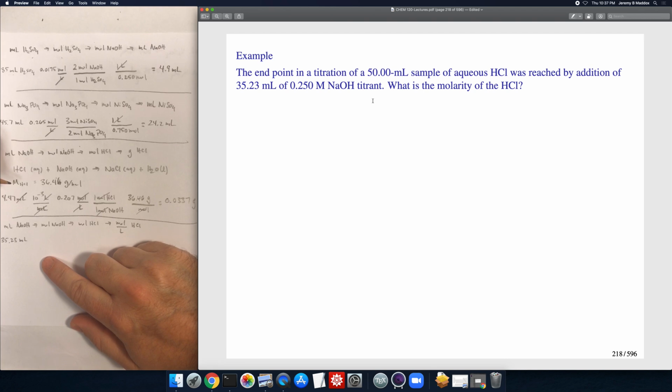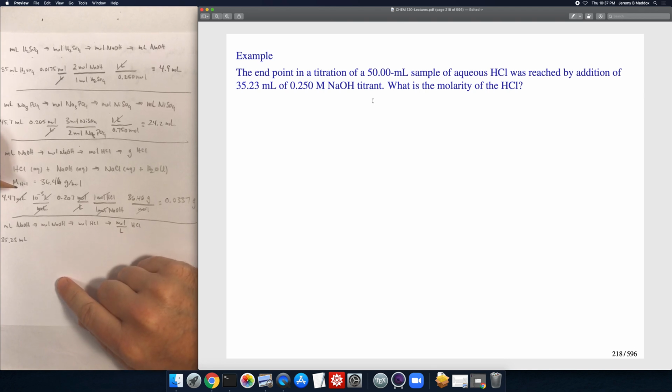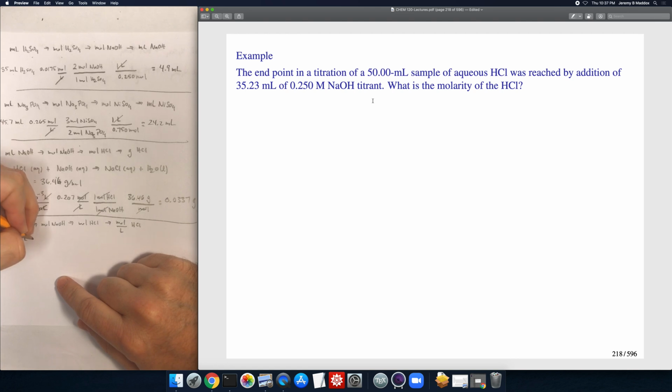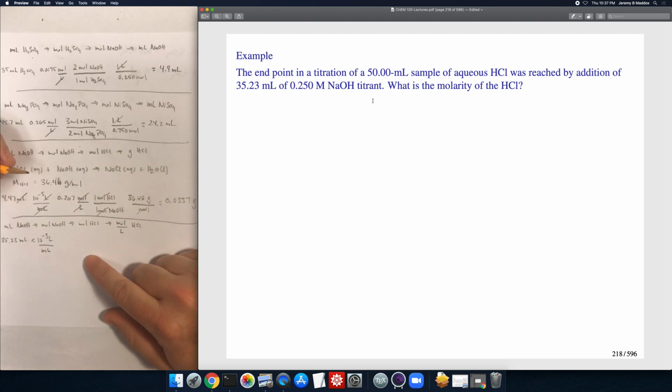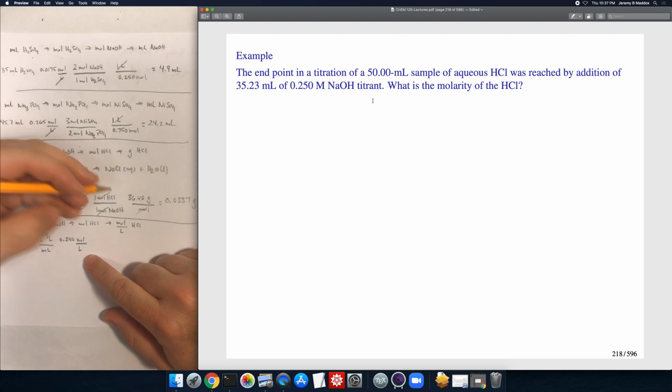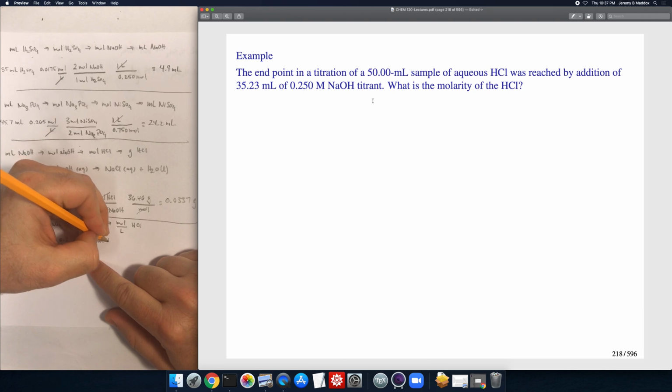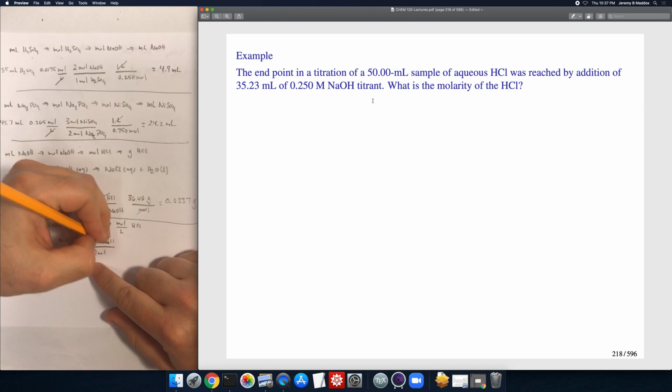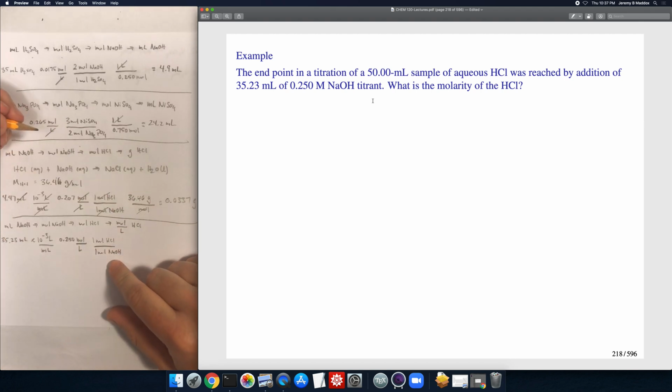Then we are going to, let's see, I think we do want to convert that to liters. Then it's a multiplication by the molarity of the sodium hydroxide solution. Okay, that's going to give us the moles of sodium hydroxide. Then it's a 1-to-1 ratio between hydrochloric acid and sodium hydroxide.